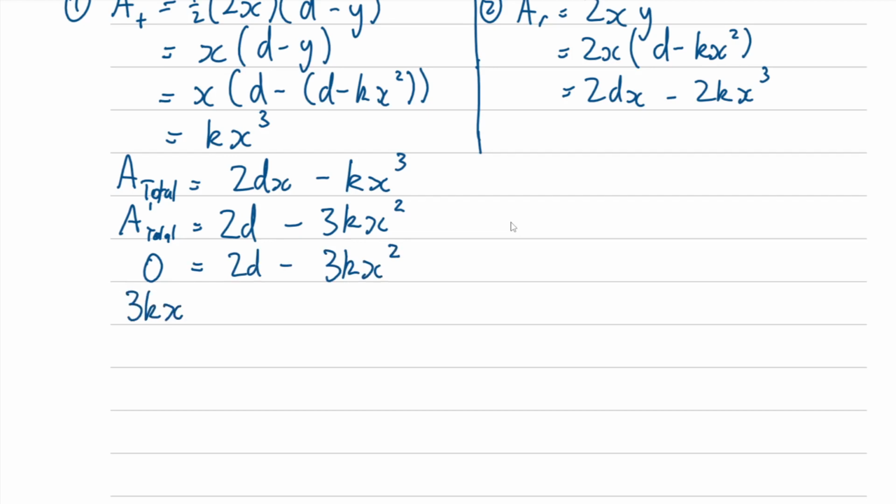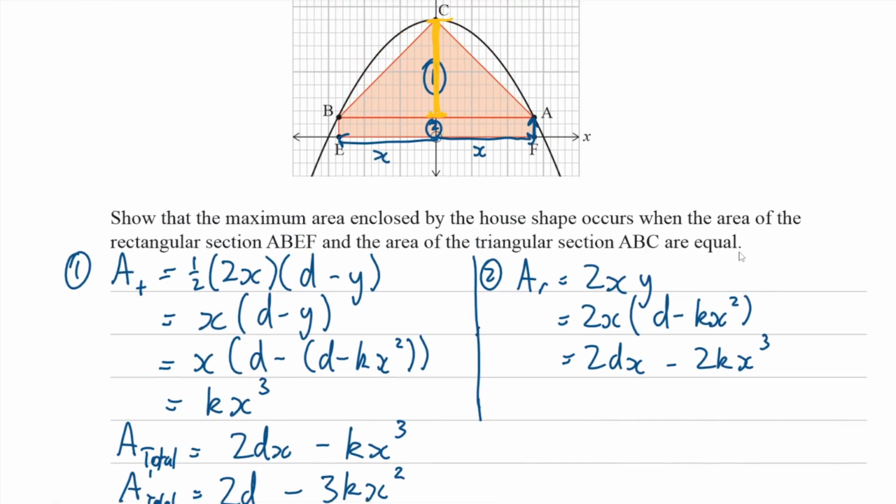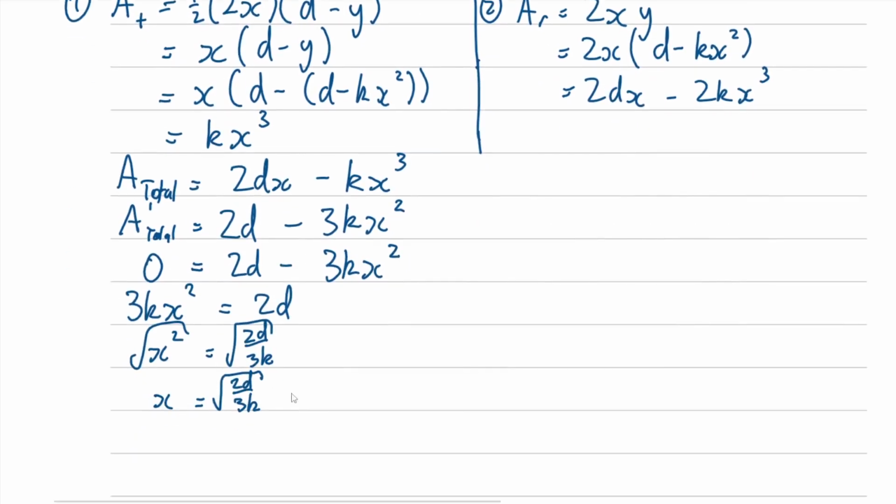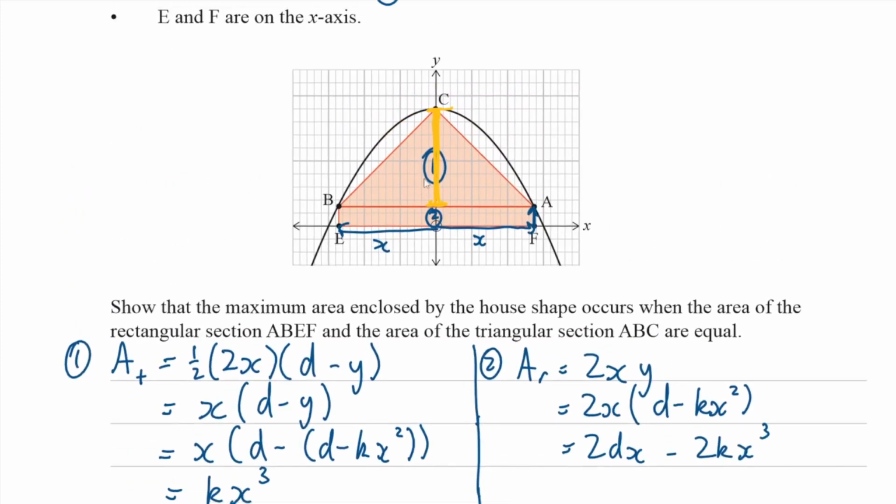So adding 3kx squared to both sides, dividing both sides by 3k, and then square rooting. So x equals the square root of 2d over 3k. And from the previous problem, we know that there's going to be a positive and negative solution, but the positive solution will correspond to the maximum. Alright, now rereading the question, we need to show that for this x value, the areas of the triangular section and rectangular section are equal.